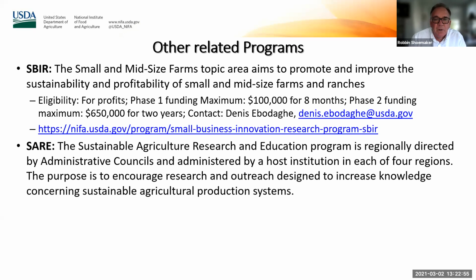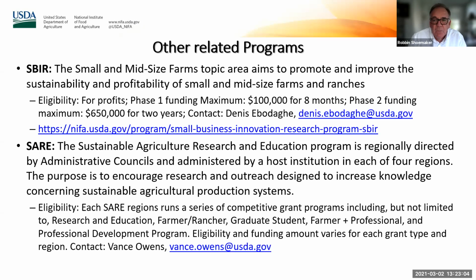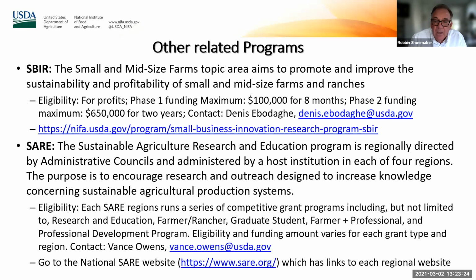SARE, the Sustainable Agriculture Research and Extension Program, is a regionally based program. There's 4 regions for that, and that again develops both the capacity and technologies for sustainable agricultural research activities, and on the ground training for farmers, ranchers, graduate students, professionals, and other types. And so Vance Owen is the contact for that, and there's more information on that.